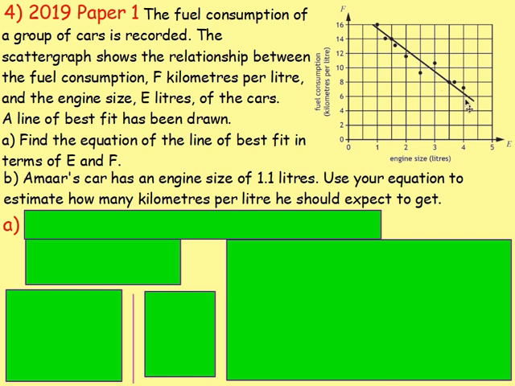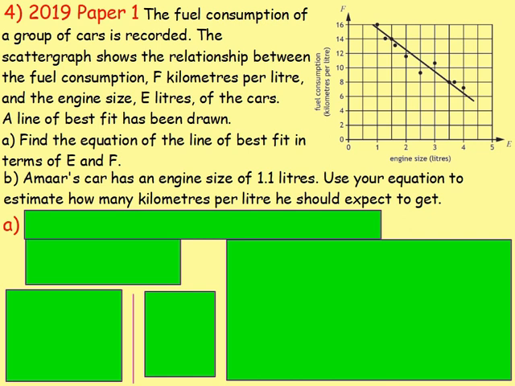That's a lovely line. Find the equation of the line of best fit in terms of E and F. And part B, a car has an engine size of 1.1 litres. Use your equation to estimate how many kilometres per litre he should expect to get.